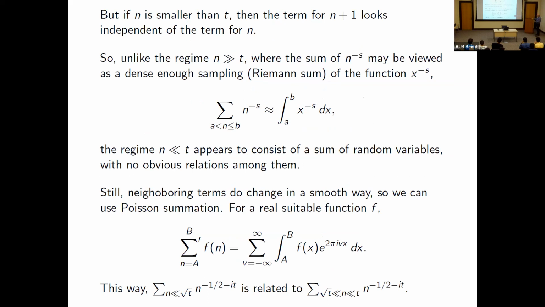But when n is less than or equal to t, we don't have this kind of advantage. So it looks like our terms are unrelated to each other. So what kind of thing can we do? Well, even though the phases are changing quickly when n is less than t, they are still changing in a smooth way because your phase function is a smooth function. So you can apply the Poisson summation. And the Poisson summation allows you to relate the values of summing the function to the values of summing essentially a Fourier transform of the function.